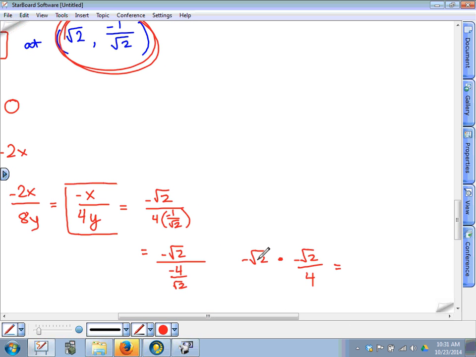Hey, how did you solve it, Gabe? The square root of 2 times the square root of 2 is just, you guys know this, square root of 2 times square root of 2 is 2. So this is 2 over 4, which is 1/2. The slope of the tangent line at that point is 1/2.